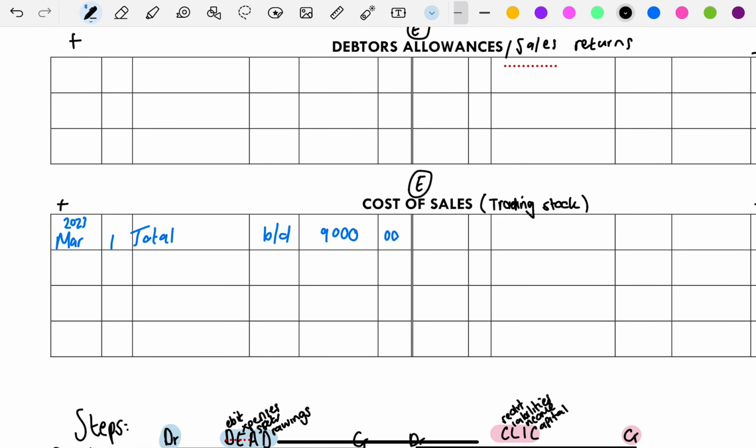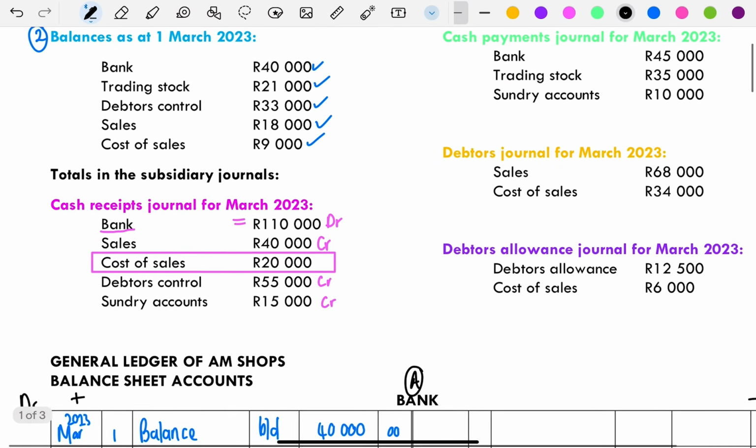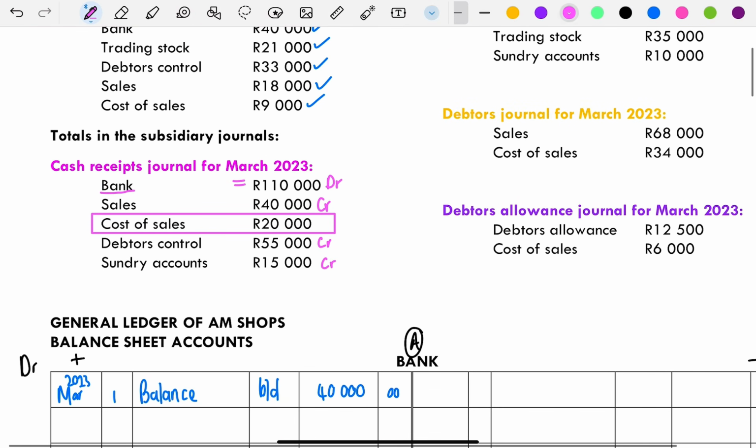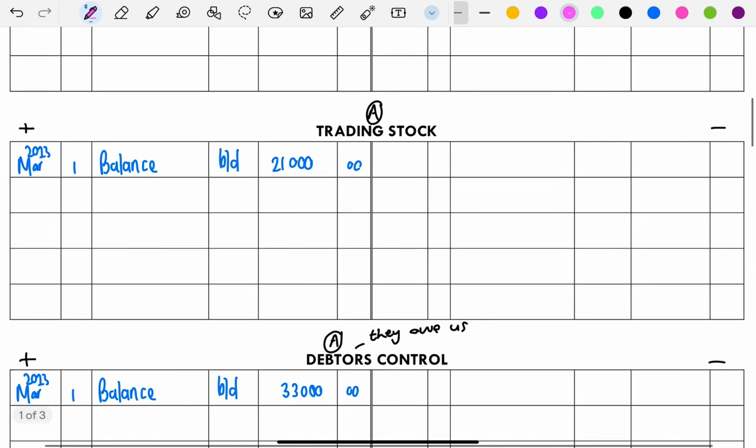So if cost of sales always relates to trading stock, that means when I'm looking at a cost of sales total, that cost of sales total represents how much trading stock has been sold. And what that means is that cost of sales, the 20,000 Rand, does not have anything to do with bank, but it has to do with my stock.